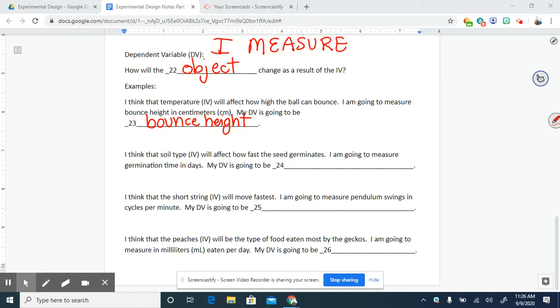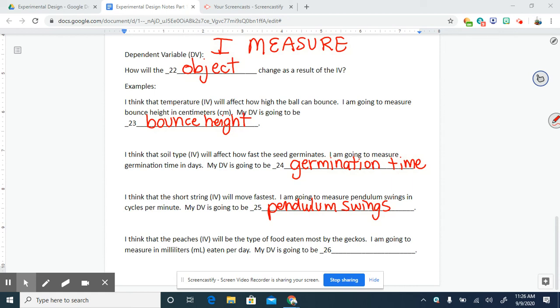All right, welcome back. I think that soil type is our IV, and that's going to affect how fast the seed germinates. So I'm going to measure germination time in days. What am I measuring? Germination time. So you could have put germination speed or germination time or time it takes to germinate. Any of those are fine. I think that the short string will move the fastest. So my IV is the length of the string. So I'm going to measure pendulum swings in cycles per minute. So what am I measuring? Pendulum swings. So that is our DV.